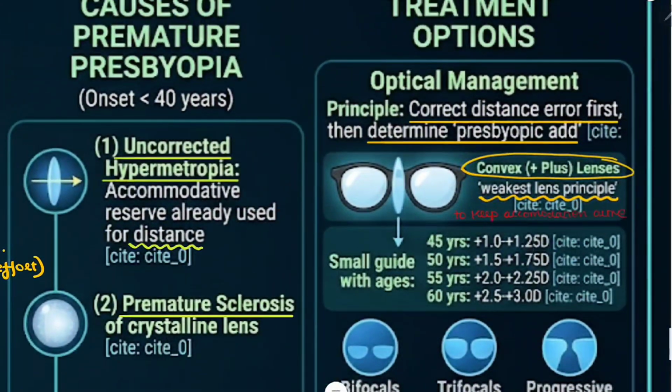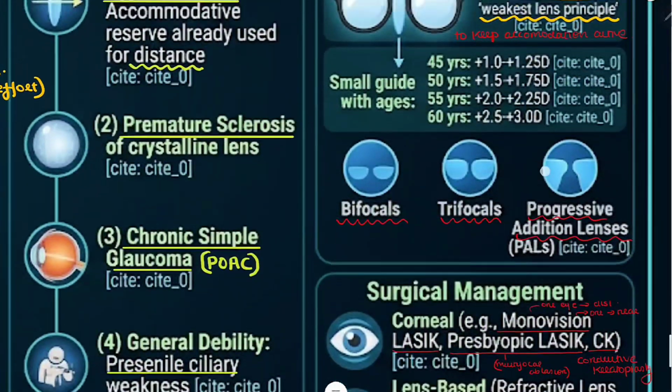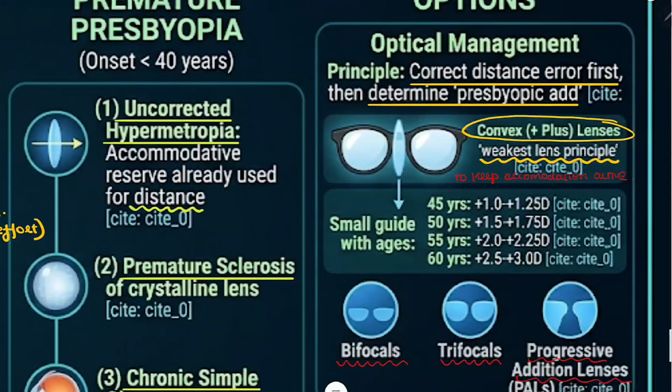Coming to the treatment, optical management is there, surgical management is there. Optical management, we are giving glasses. But here what is important is, first we have to correct the distant vision. Distant error should be corrected first, then we have to give the presbyopic add. So we are giving a convex plus lens for correcting the presbyopia, and the weakest lens principle has to be used because we have to keep the accommodation active. So we have to give minimum power lenses. So convex plus lenses are given for presbyopic add.